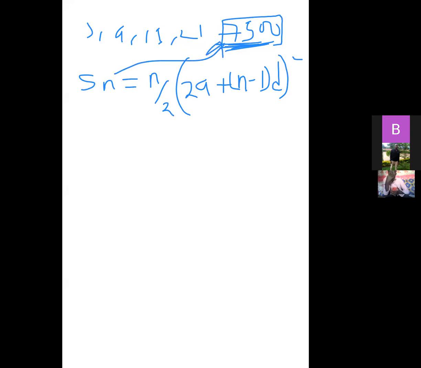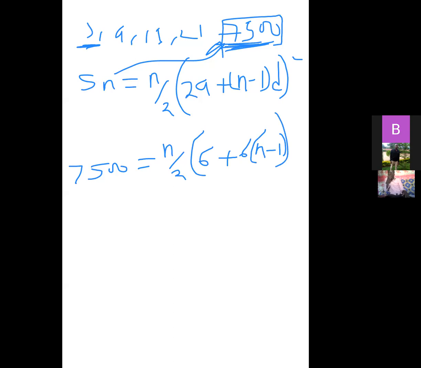The sum is here. So 7,500 is equal to n over 2. This n we don't have. Into brackets, 2 times a, our first term, which is 3. So it is 2 times 3, you get 6, plus, now our d is either 9 minus 3 or 15 minus 9 or 21 minus 15. You get 6. So 6 into brackets (n minus 1). Now you start simplifying this.